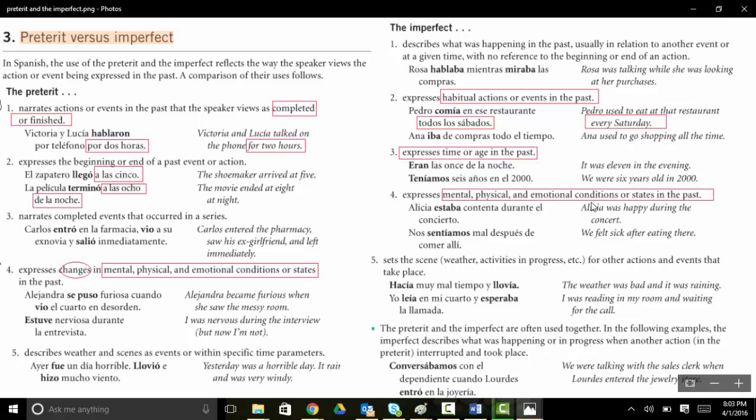Most mental, physical, and emotional states, your states of being verbs, go into the imperfect unless you're using ponerse to give your emotion, or you've got something that expresses that the feeling is no longer in play. But most of the time, your physical and emotional conditions, you're going to put in the imperfect.